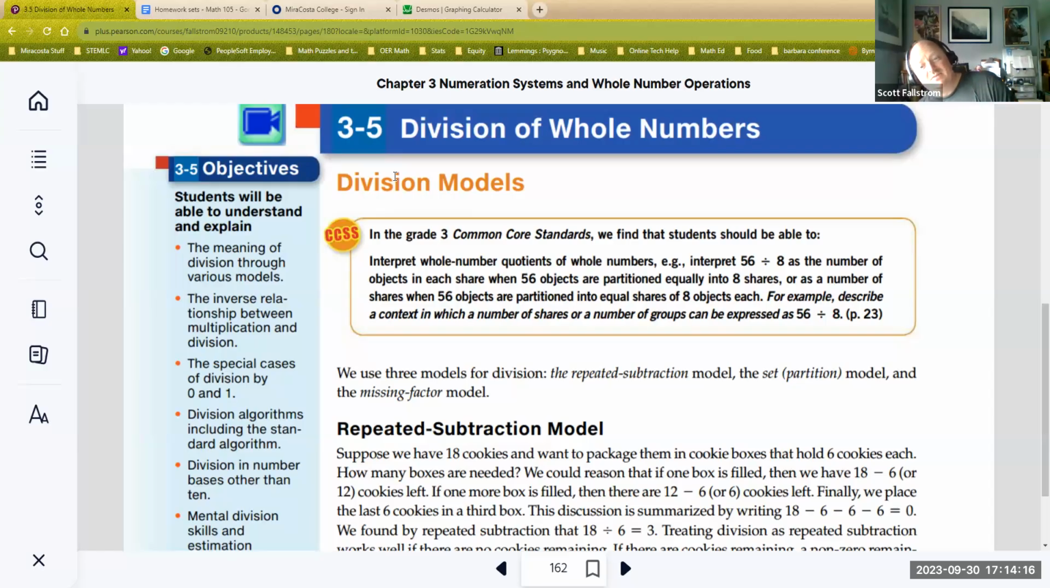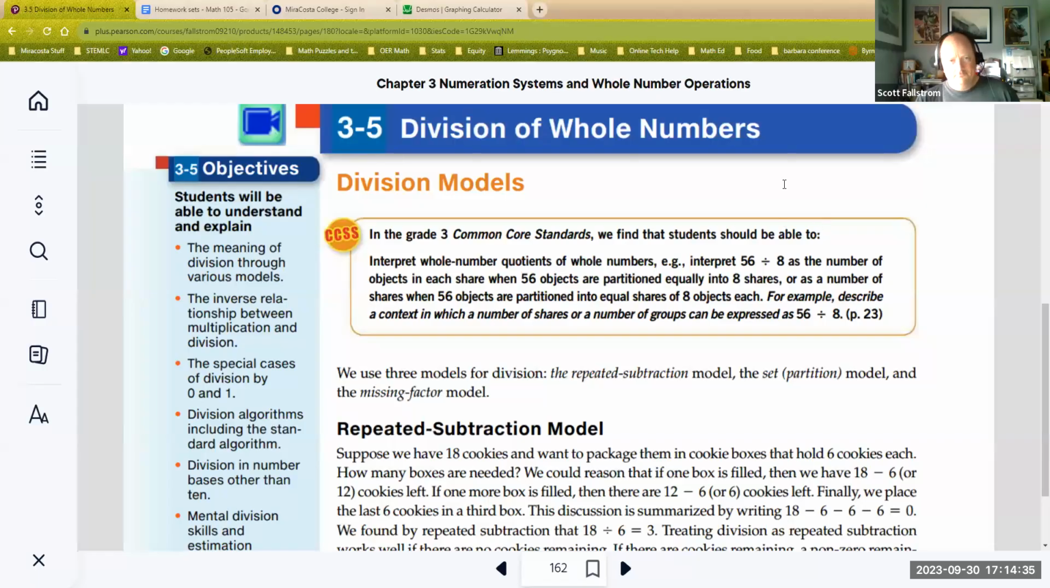One is known as repeated subtraction, sometimes known as the measurement model. We're going to use the set partition model, and then the missing factor model. So these are just three different approaches you can have for division, ways to model it physically. Take a look at the Common Core for this one.